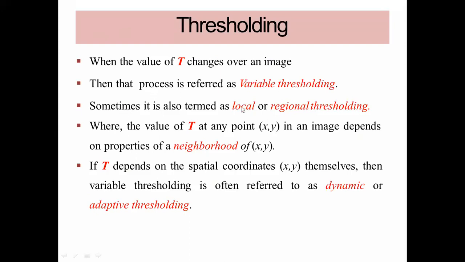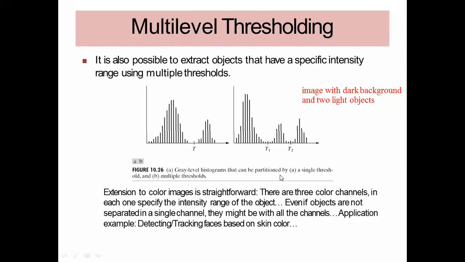Sometimes it is also termed local or regional thresholding, where the value of T at any point (x,y) in an image depends on the properties of the neighborhood of (x,y). If T depends on the spatial coordinates (x,y) themselves, then the variable thresholding is often referred to as dynamic or adaptive thresholding. Then we have multi-level thresholding.